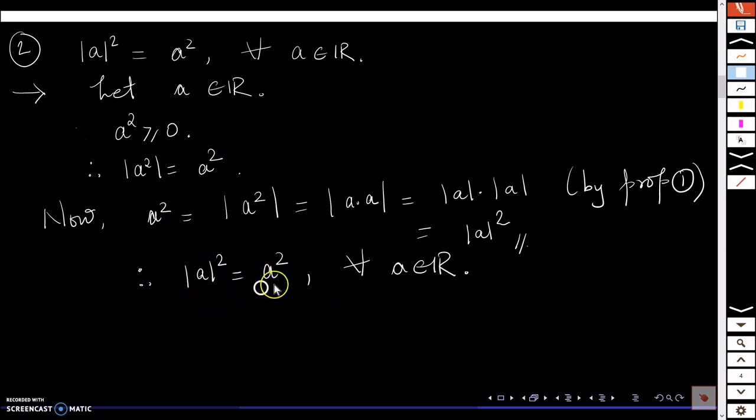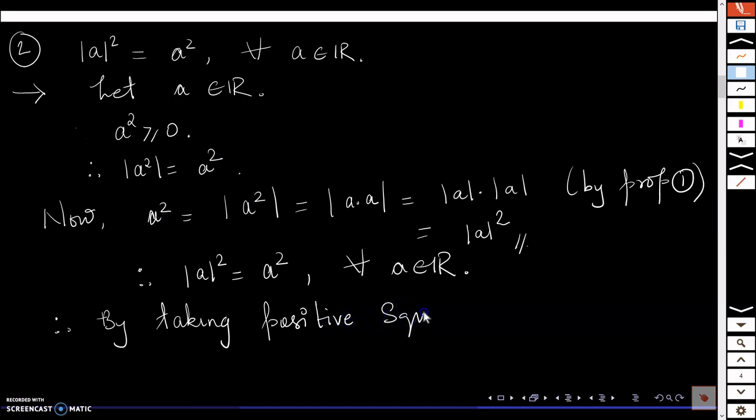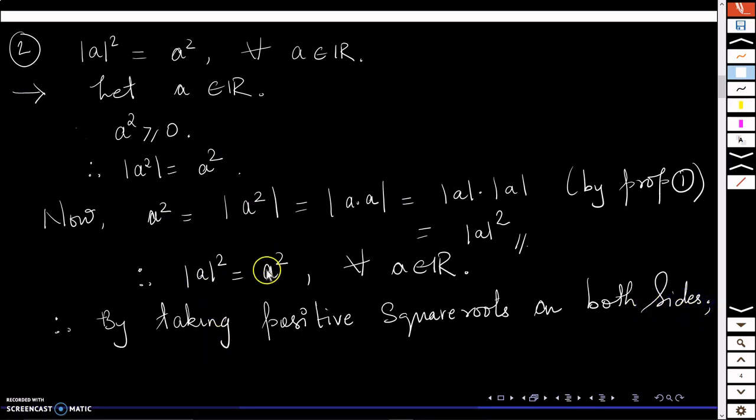No matter what real number A you take, positive, negative, 0, this expression is going to hold true. Fine. Now, if I take positive square roots on both sides, what I have is mod A is going to be root of A square.